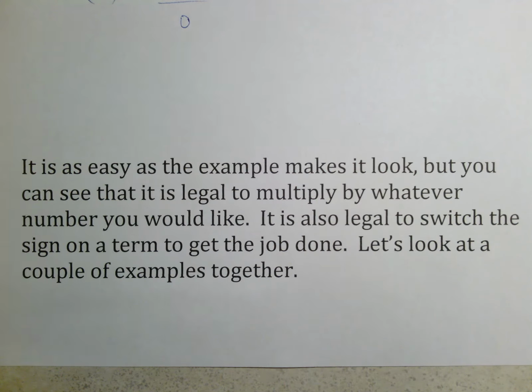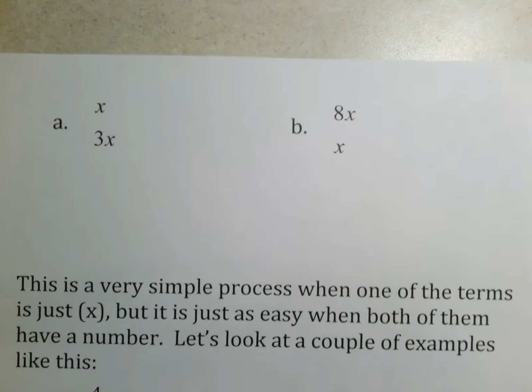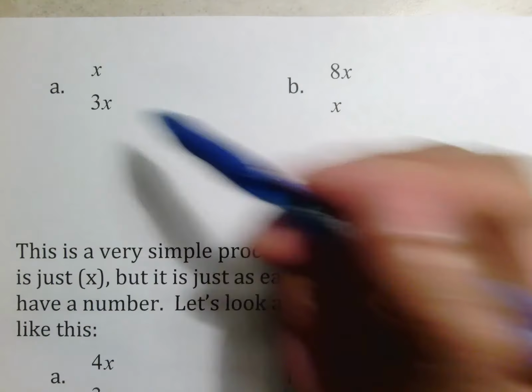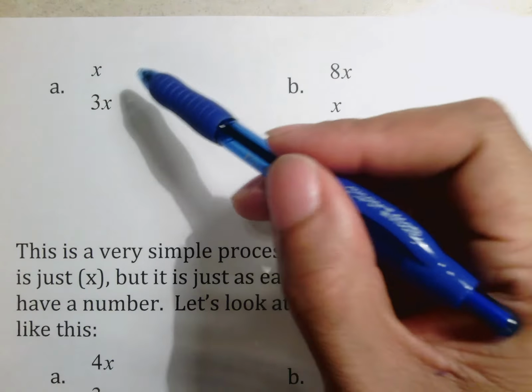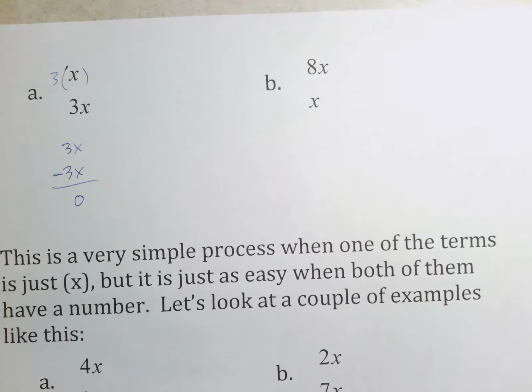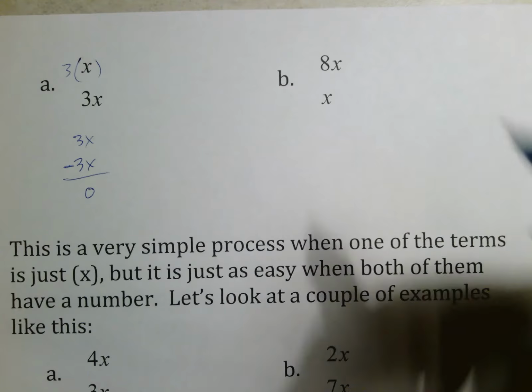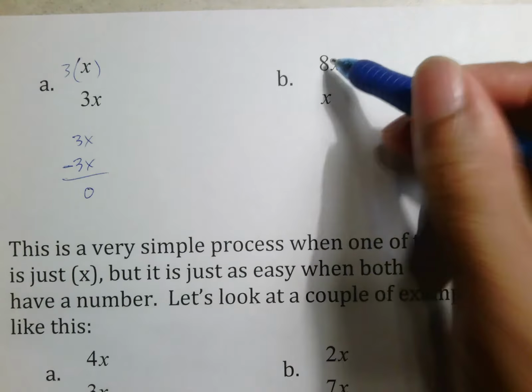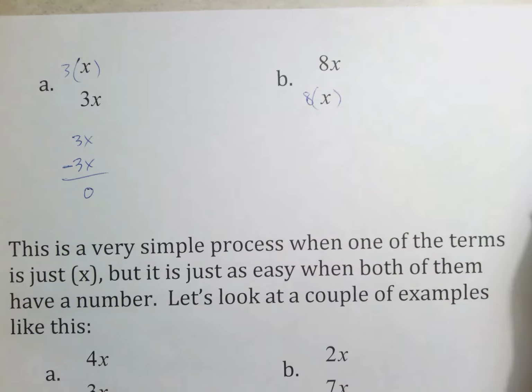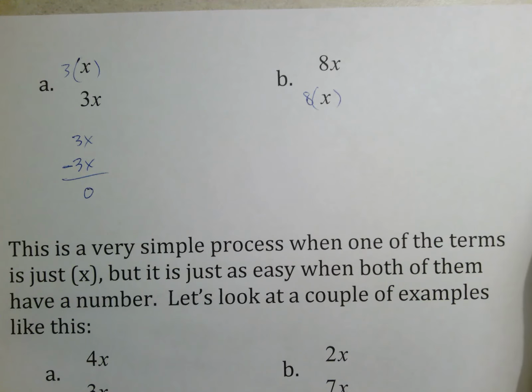So let's look at a couple of examples together and just make sure you understand how easy this is to do in general. If you had x and 3x, you can look at yourself and say, hey, x can be turned into 3x if I just multiply this by 3. That would make this 3x and 3x. But these don't cancel, so I now have to make this a negative 3x, which of course gives me 0 and cancels them out. Very simple. 8x and x. This works if x turns into 8x by multiplying by 8, so I put parentheses around it and put an 8 on the outside.